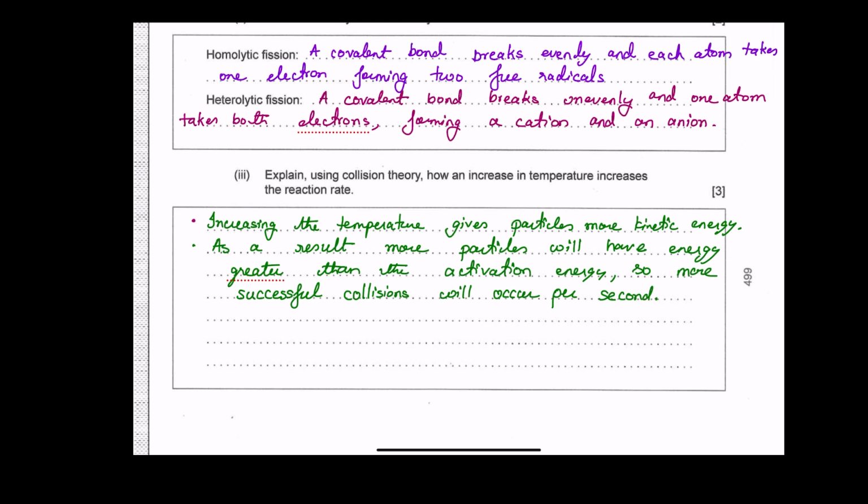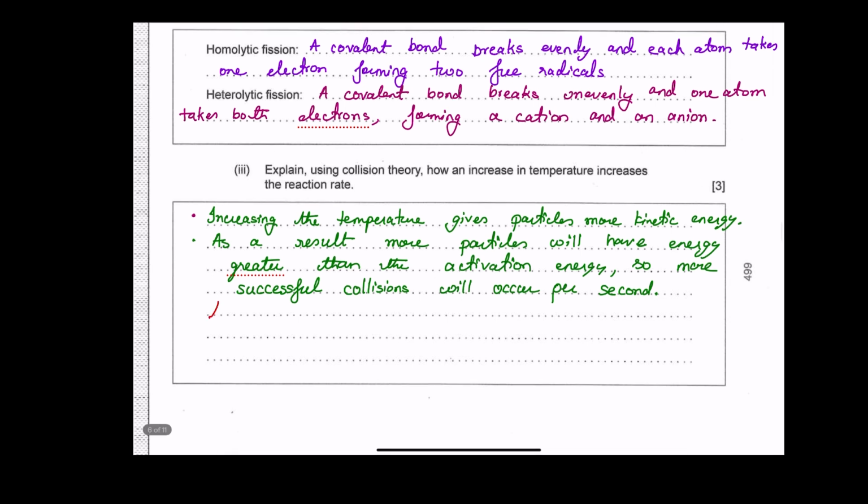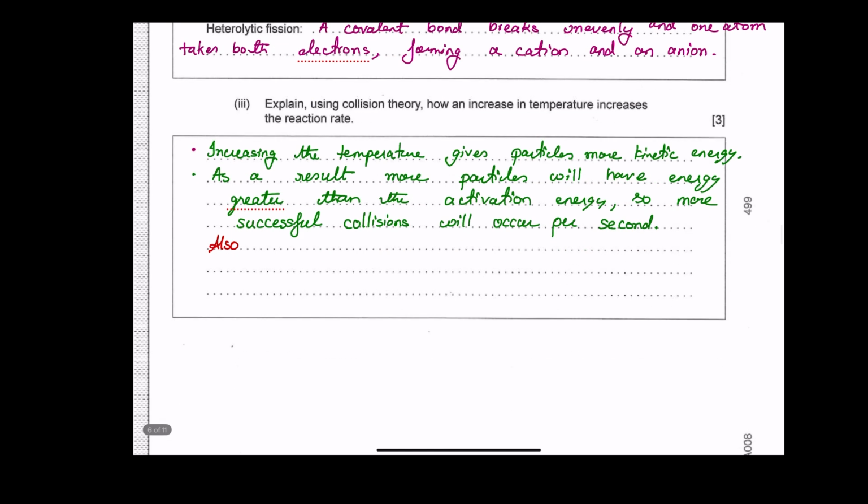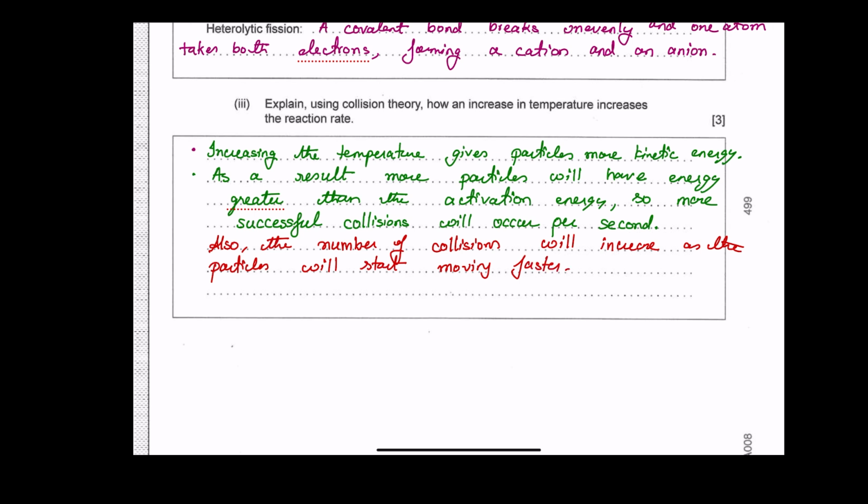Apart from this, the number of collisions will also increase because the particles are also moving faster. That's a minor effect, but still, you can write this: the number of collisions will increase as the particles start moving faster. And because of these two reasons, the rate of reaction increases.